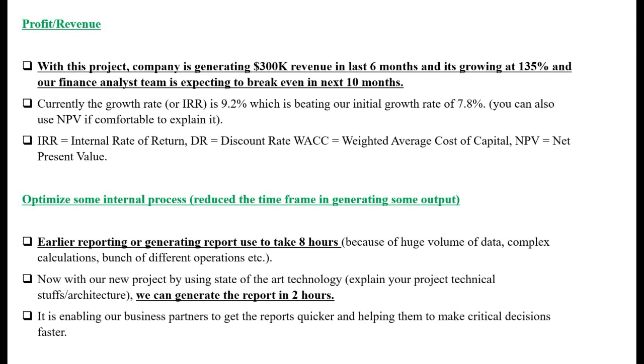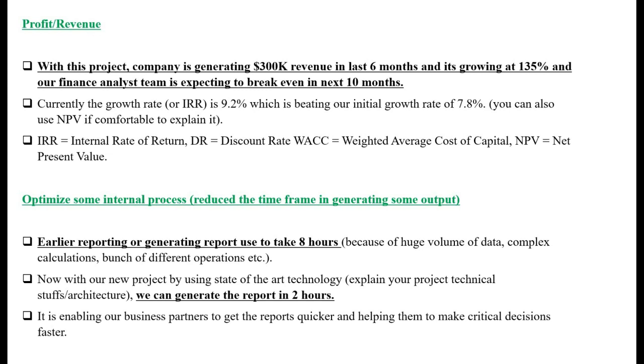The fourth one could be that you have optimized some of the internal processes. So you can say that the earlier technology or earlier report used to take like 8 hours to generate the business report, because of the huge volume of data, complex calculations, and a bunch of different operations. Now with this project, we are able to generate the report in 2 hours. So we have reduced the time frame from 8 hours to 2 hours, and this enables the business partners to get the reports quicker and helps them make critical decisions faster. So these are some of the business values you can explain.